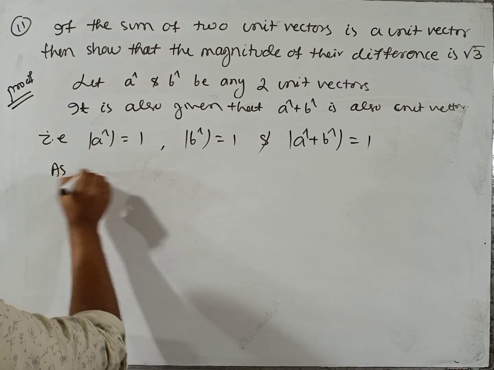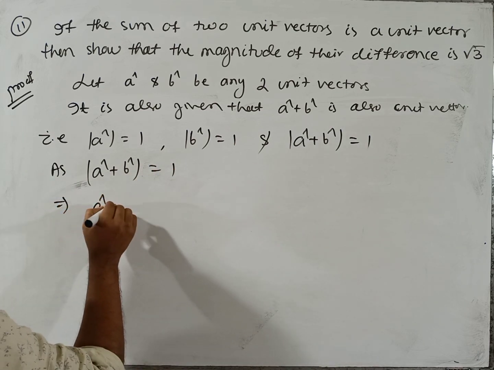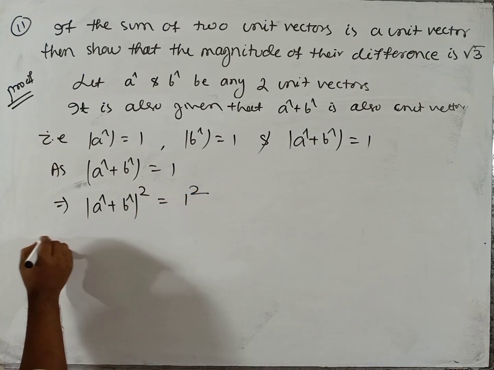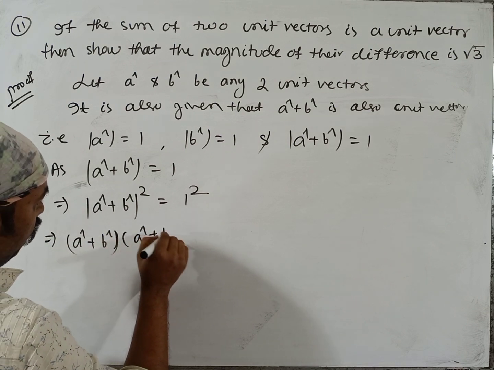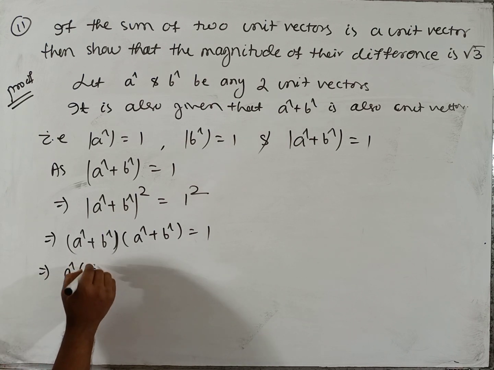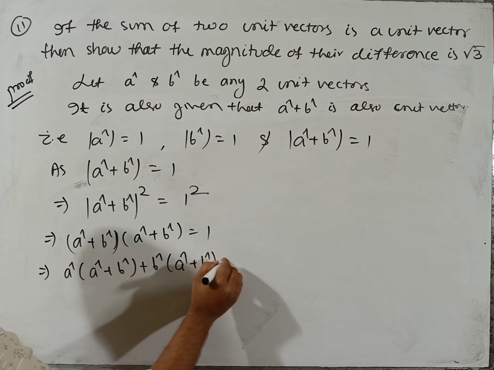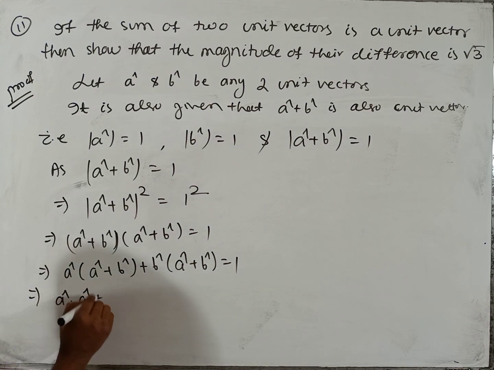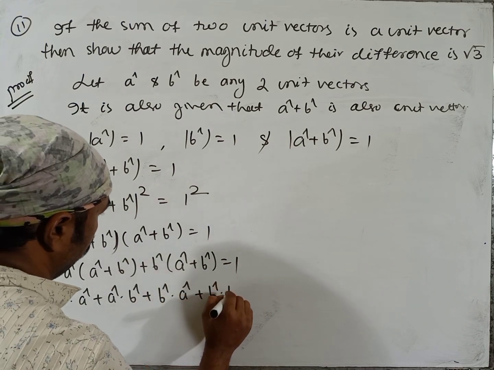Squaring both sides, we have A cap plus B cap multiplied with A cap plus B cap is 1. Then it will be A cap multiplied with A cap plus B cap, plus B cap multiplied with A cap plus B cap, is 1. Then it will be A cap dot A cap plus A cap dot B cap plus B cap dot A cap plus B cap dot B cap.